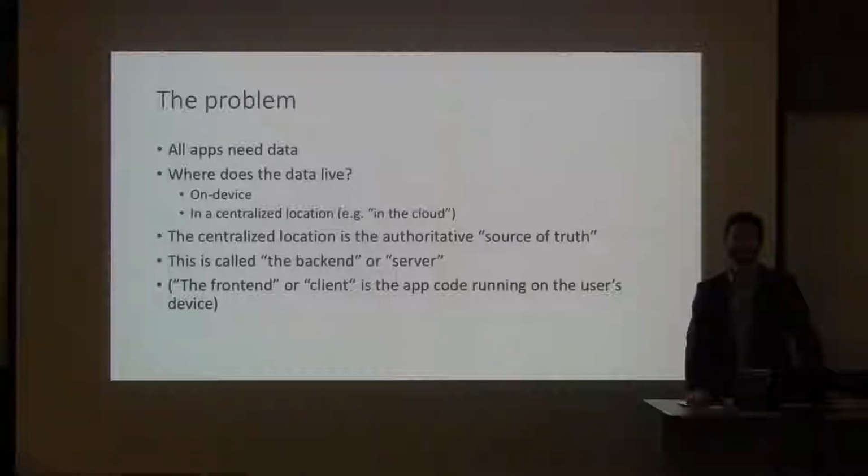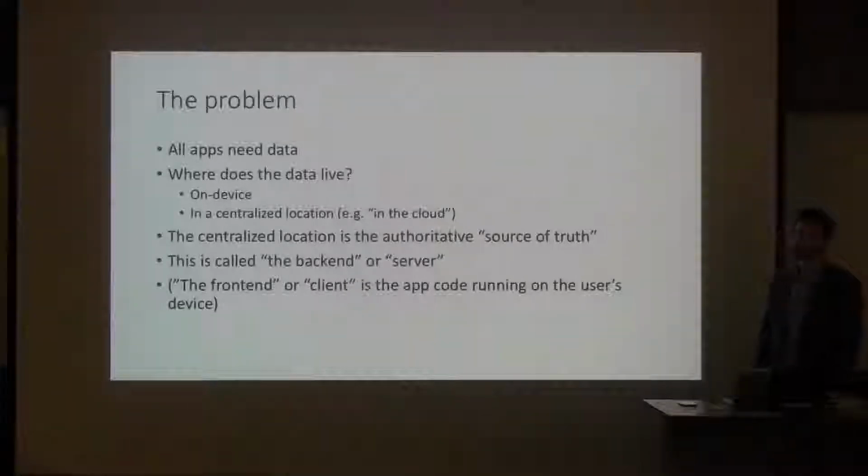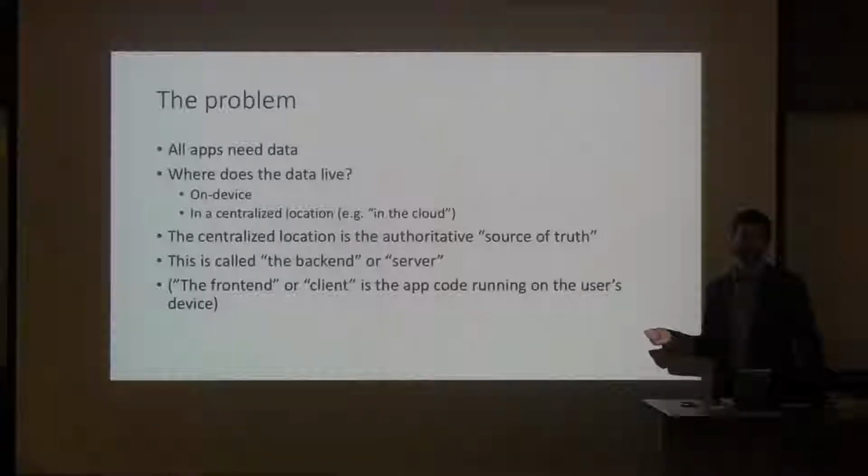Now, there might, in some cases, be a more complicated backend that involves multiple servers on multiple machines. In the case of something like Google or Facebook, there are probably thousands, if not tens or hundreds of thousands of individual machines that together comprise the backend. But for our purposes, we're just going to be talking about a single backend server.